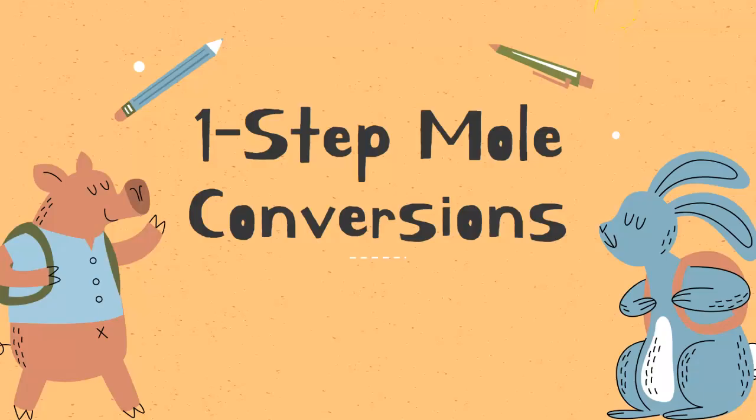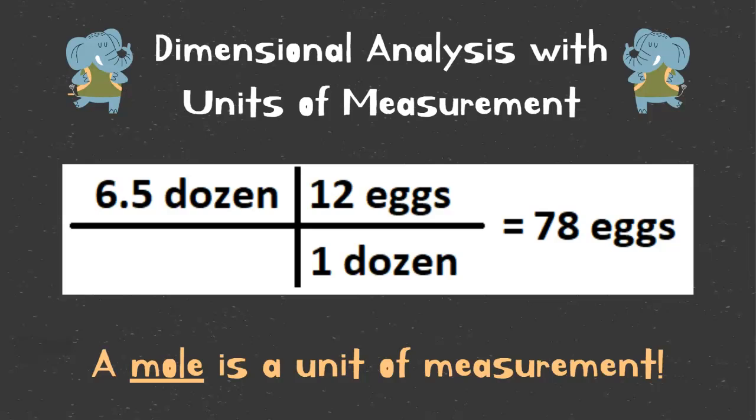Now let's go over one-step mole conversions. If you don't know how to do dimensional analysis yet, I would highly suggest that you pause the video and go watch my other video about chemistry math. It has the basics of dimensional analysis in there and will help you greatly when you're trying to do mole conversions. Dimensional analysis is just a way to set up your calculations so that your units cancel and you're able to turn one unit into another.